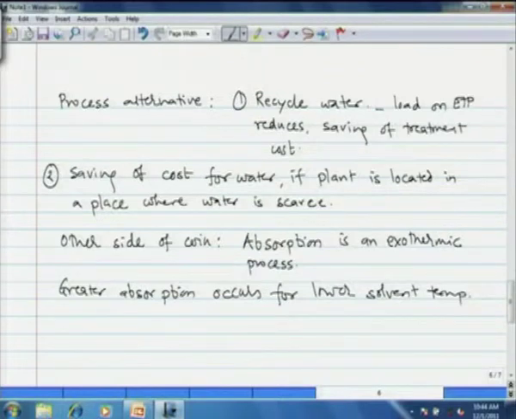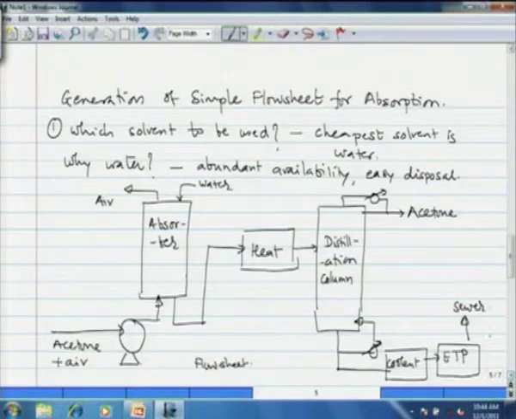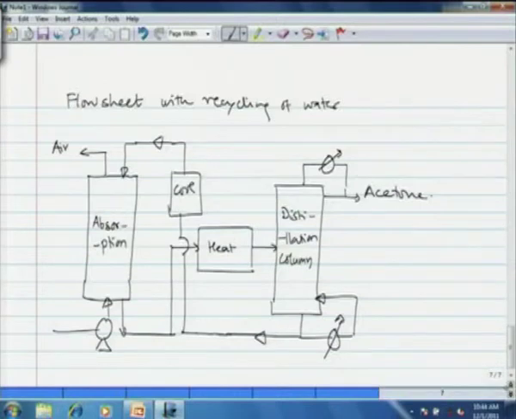Now, we are recycling water from the distillation column, and intermediately it is being cooled. Now, the temperature of water that will come out of the distillation column, which is basically, as you see, a side stream from the reboiler, would be about 100 degrees centigrade or 212 degrees Fahrenheit.